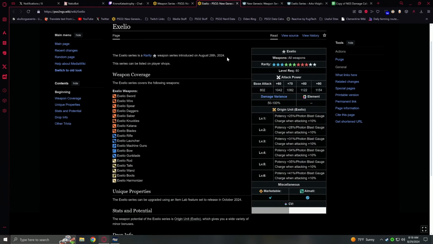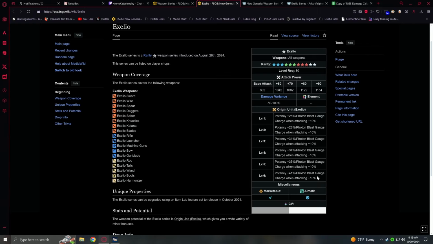So taking a look at the Exelio weapons, you can see the base damage. Cool. No element, of course. Damage variance is normal. And then we have the potency, 41% potency. I said potential, excuse me, I always mix potential and potency, but potency is what matters, right? The potential is 41% potency and photon blast gauge charge when attacking increased by 10%.